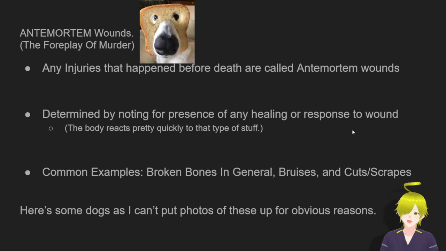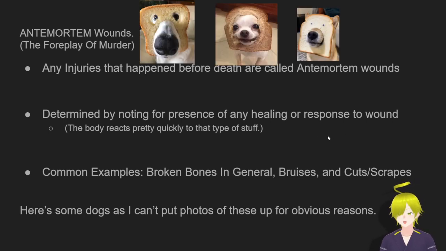Here's some dogs, as I am not putting up photos of injuries on stream. Look at these little shits. Look at these inbred dogs.